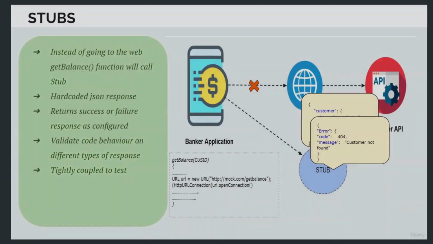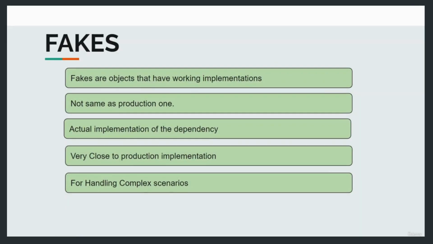Those are fakes. So fakes are almost the working implementation of the system. The working implementation of the dependent component. So these are very close to the production ones, the actual dependency, but are not used in production. So those are close to the production implementation, right? And so why do we need fakes, right? Are there any flaws with the stubs or the mocks?